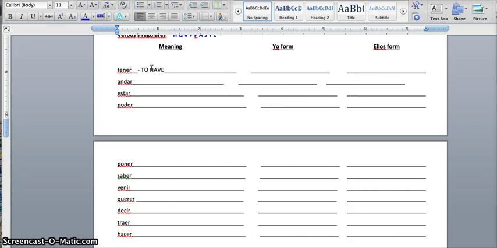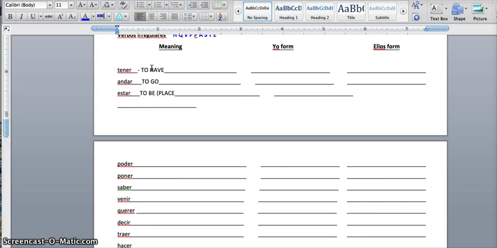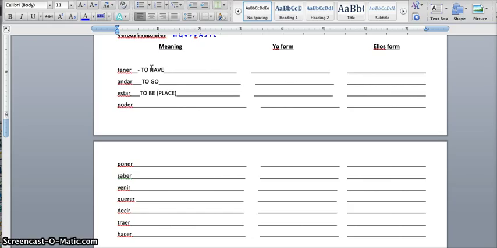The meaning of andar is to go. Like you can andar en bicicleta, go for a bike ride, andar a pie, like go for a walk, stuff like that. It's almost like, well, yeah, no, let's just leave it at to go. All right, estar is to be, and that's, of course, place and not doctor, which we talked about earlier. And poder is to be able to, it's the can.